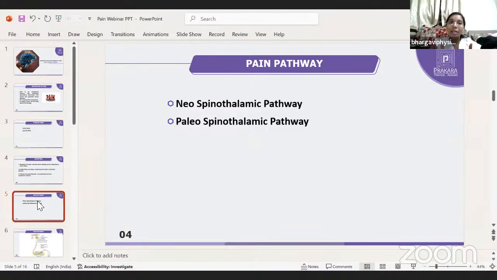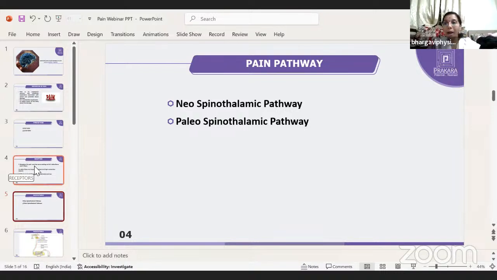Evolutionarily, the neospinothalamic pathway is formed earlier than the paleospinothalamic tract, so because of that it is neo and paleospinothalamic pathways. Both together, we say it as the lateral spinothalamic pathway. Or else you can get it in your exams as a question like pain pathway also. You're going to write the same, neospinothalamic and paleospinothalamic, or the lateral spinothalamic tract. If you write like this, it's enough.